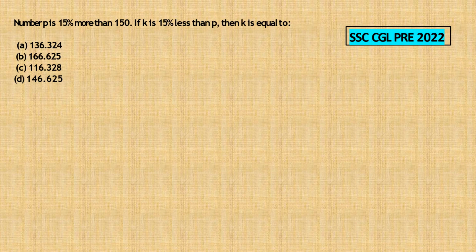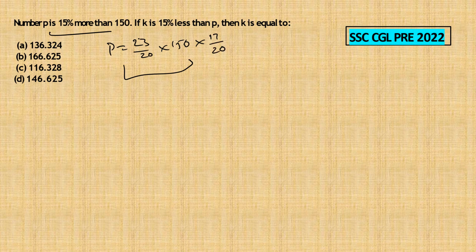Number P is 15% more than 150. That is P is equal to 15% more. I'll write here directly ratio 23 by 20 into 150. If K is 15% less than P, the value of P is this, and K is 15% less than this. 15% less denotes 85%, that is 17 by 20. This is the value of K. We need to find the value of K. How can we save the calculation?